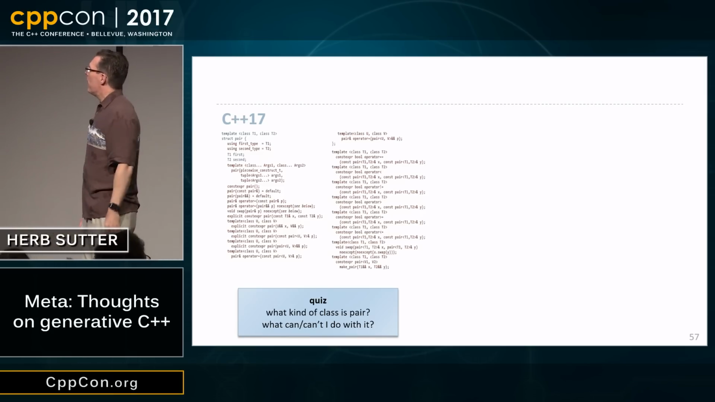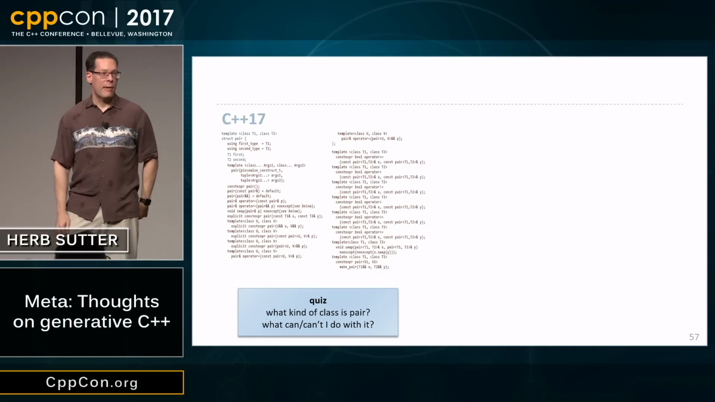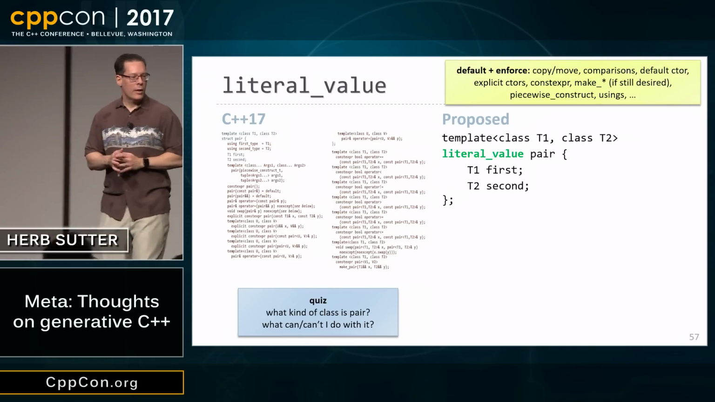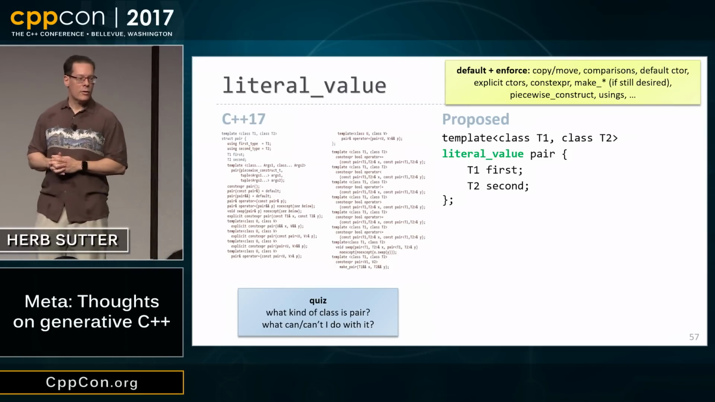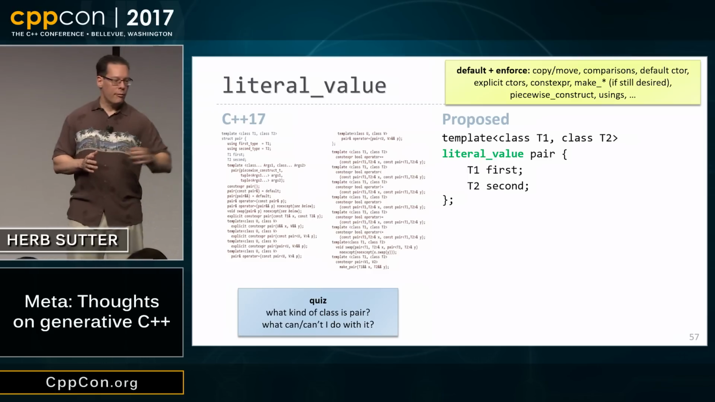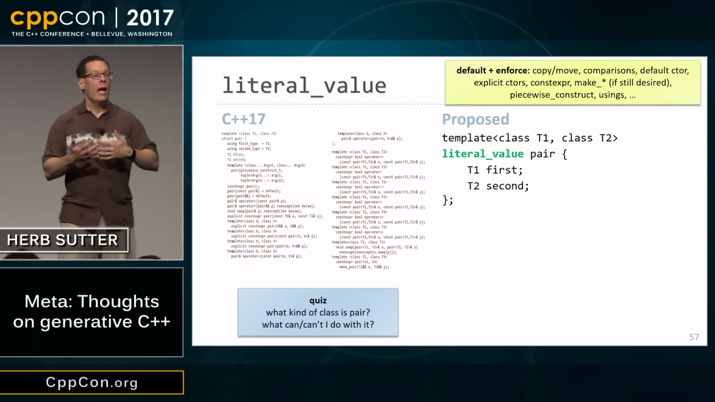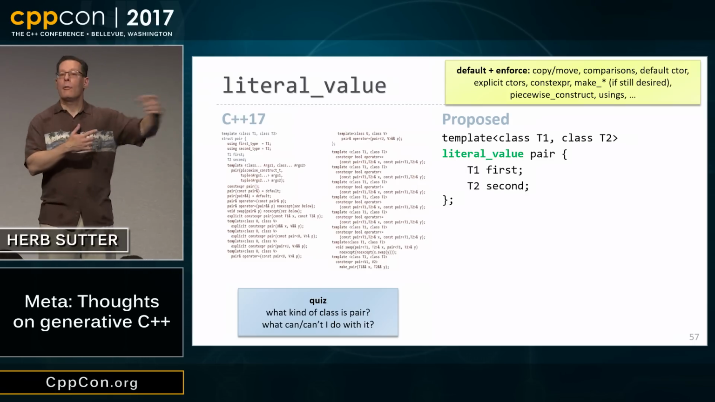So what kind of class is pair? What can't I do with it? Read the code, read CPP reference. I would very much like to be able to write literal value pair, T1 first, T2 second. I'm not showing the code for that. The code for literal value is the one example I use that I don't show the code in the paper, but presumably by now you can see, I already have an inkling, here's how I would write that code.